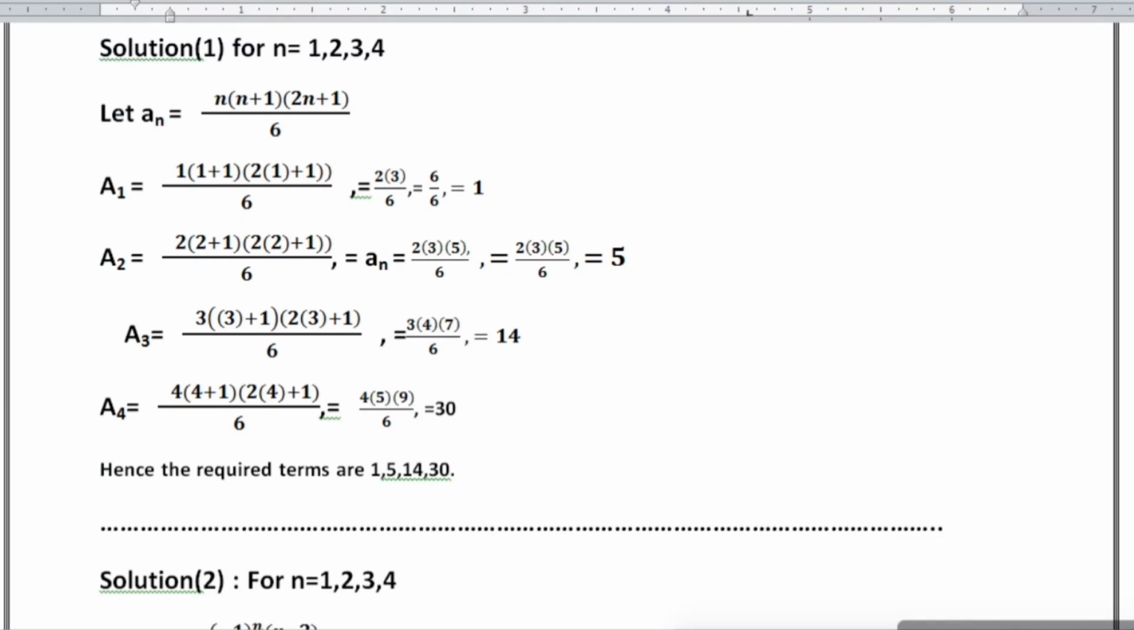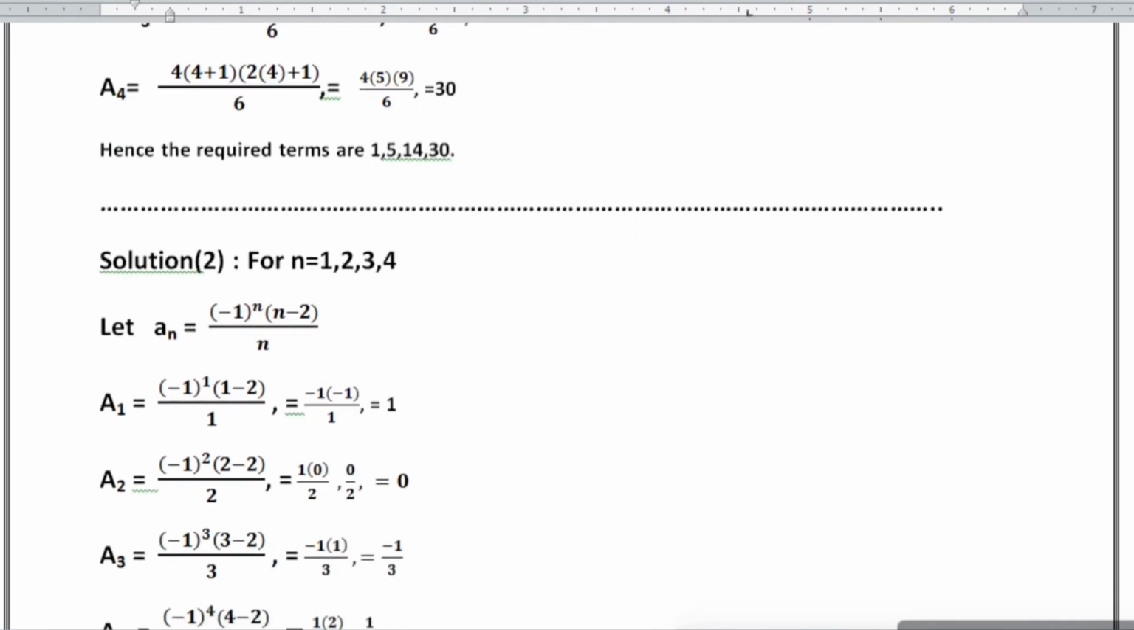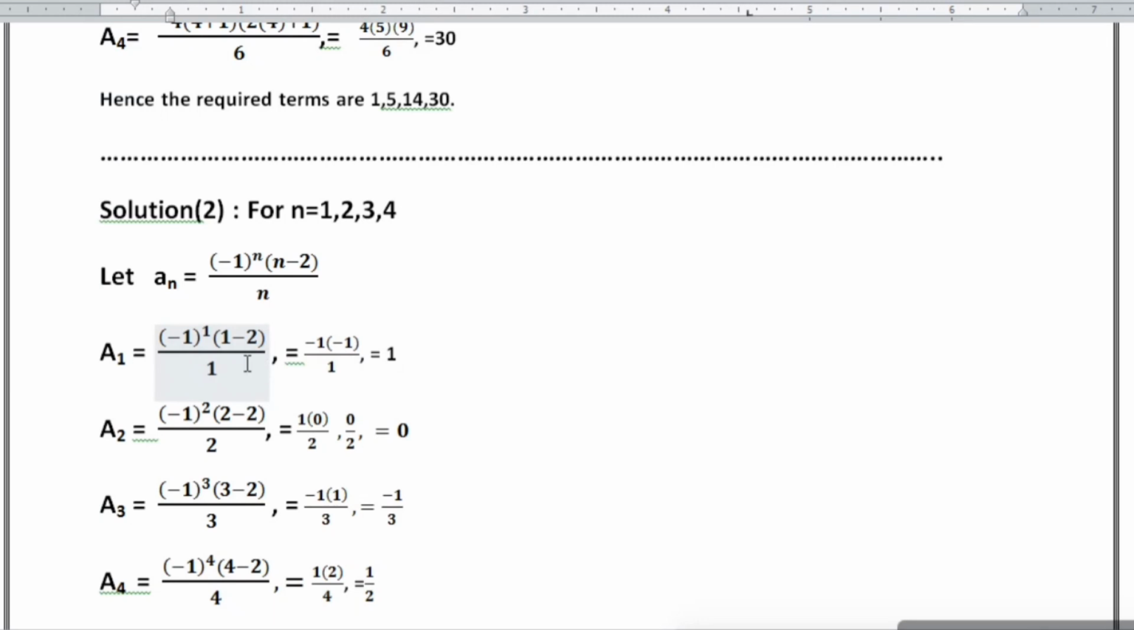Next, part number 2. For n is equal to 1, 2, 3, 4, first of all, let's suppose a n is equal to minus 1 whole power n into n minus 2 divided by n. So for n is equal to 1, a1 is equal to minus 1 whole power 1 into 1 minus 2 divided by 1, which is equal to minus 1 into 1 minus 2, which is equal to minus 1. So minus 1 multiplied by minus 1 is equal to plus 1.